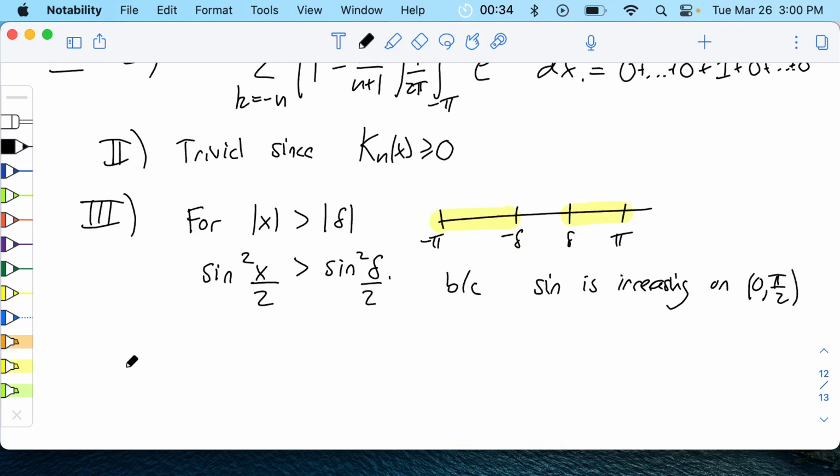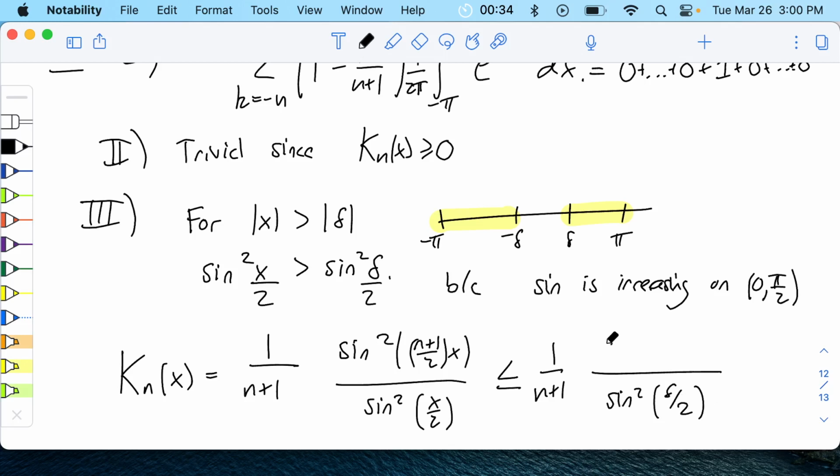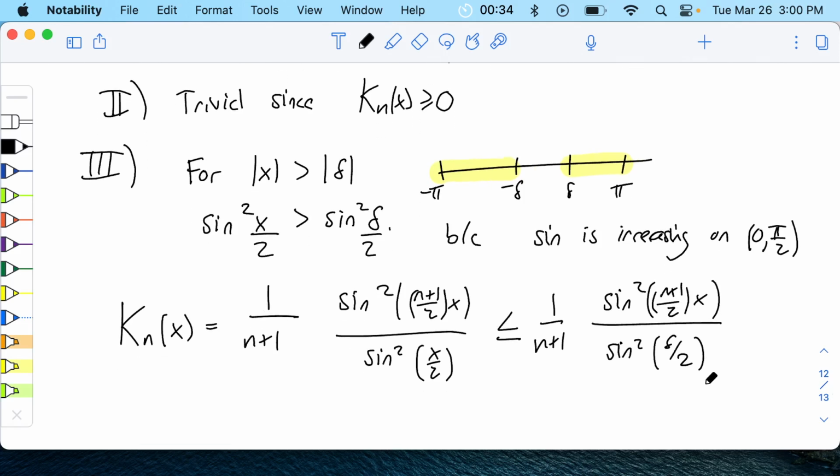So we're going to have a nice inequality that Kn of x, which is 1 over n plus 1 sine squared of n plus 1 over 2 x divided by sine squared of x over 2, is less than what happens when you replace the bottom with sine squared of delta over 2, and then you have sine squared of n plus 1 over 2 x. Okay. So when you integrate this stuff on the outside, it's bounded above by dividing by the sine squared of delta over 2.